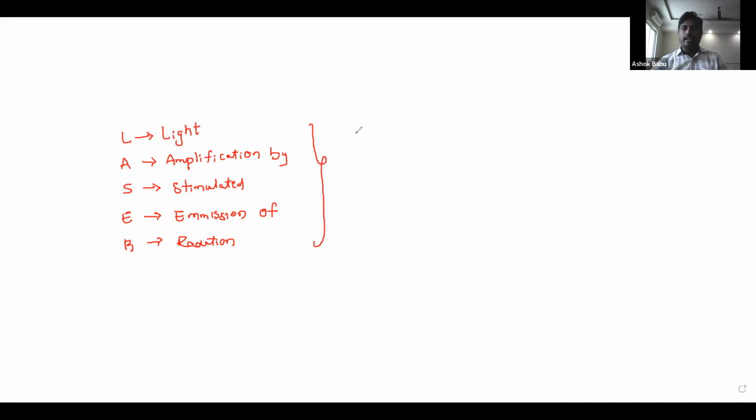So the characteristics of laser, first thing is intensity. Intensity is very high. When the light is amplified, the intensity of the light is very high, so different characteristics than the normal light. Brightness, nothing but intensity only.